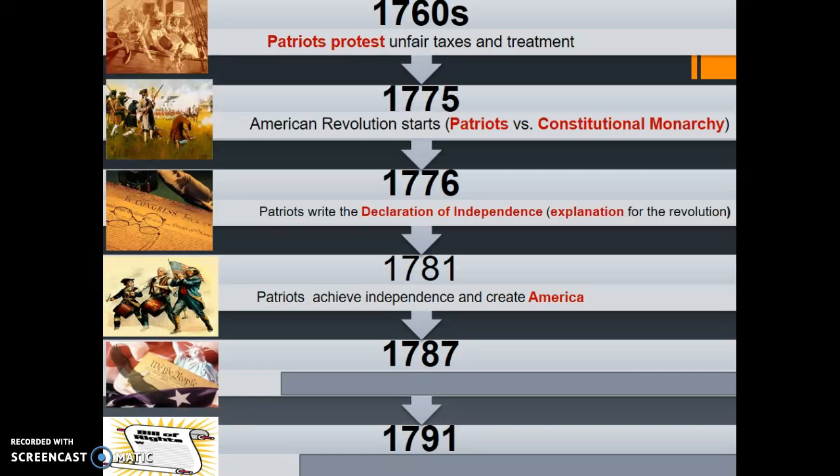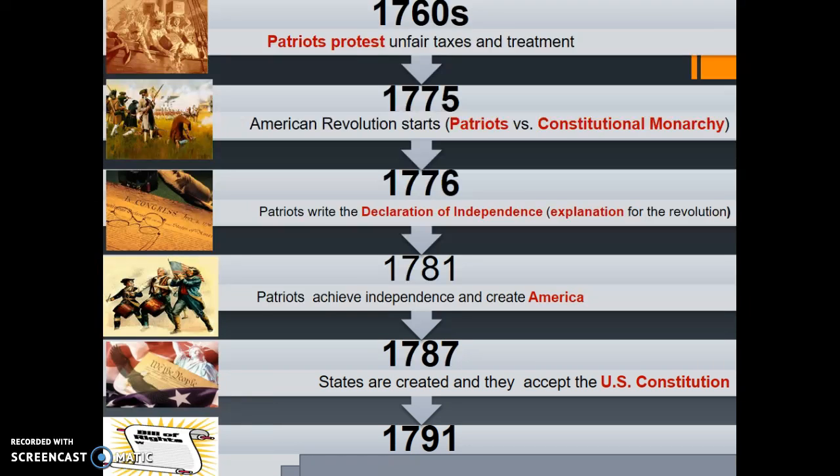It's extremely important to notice that the American Revolution starts in 1775 and doesn't end until 1781, meaning that the Declaration of Independence is not a document stating the war is over. It is a document explaining why the revolution started in the first place. That's really important to know because a lot of students confuse the Declaration of Independence as a document saying that the war is over. In 1776, when this was written, the war was not over. The war would not end until several years later in 1781.